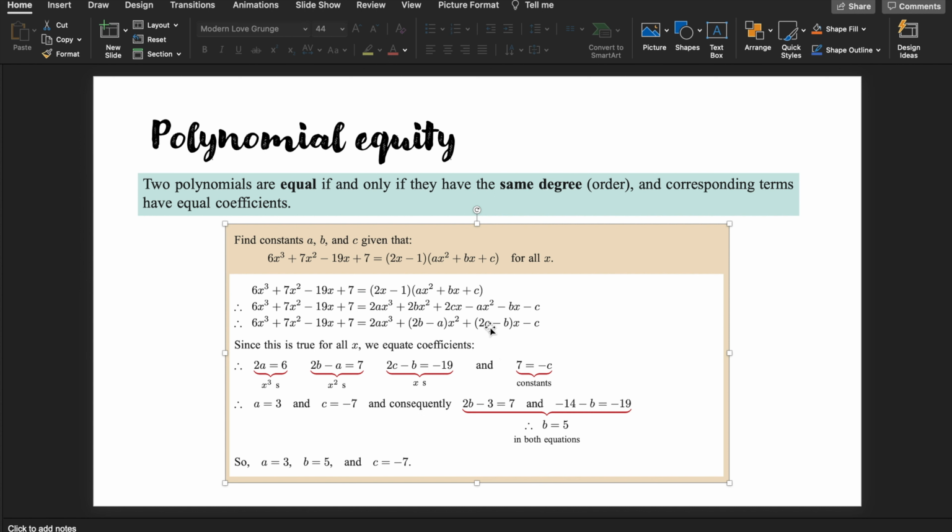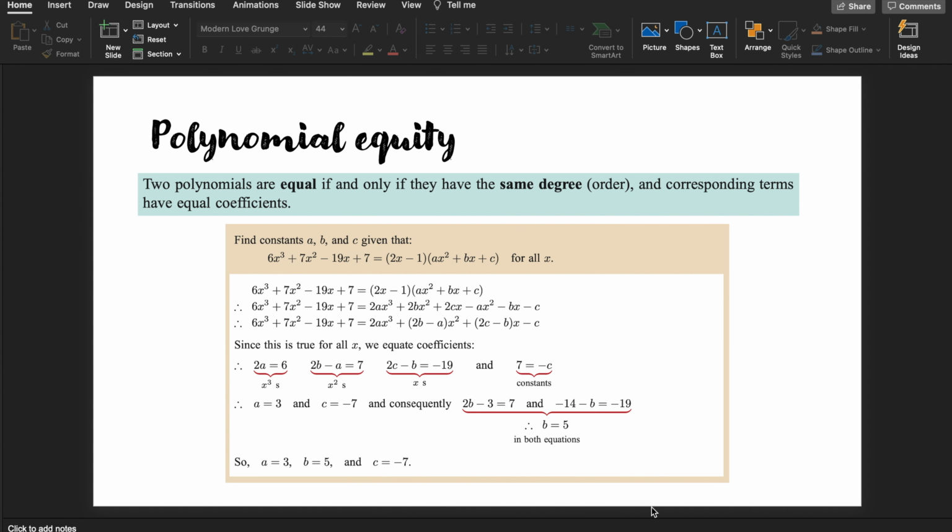So you can also check in this and you'll still get 5. So that would be -19 equals 2c minus b. C is -7, so we can write -14 minus b equals -19. When we put this to the other side and take b to the other side, we get b equals 5. So we get b equals 5 in both equations, implying that we are indeed right. So we can finally state that a equals 3, b equals 5, and c equals -7.